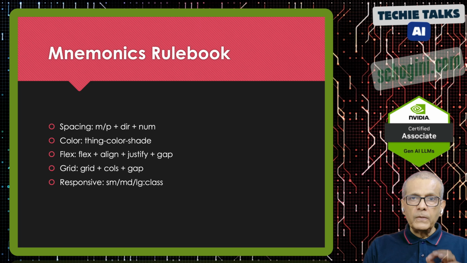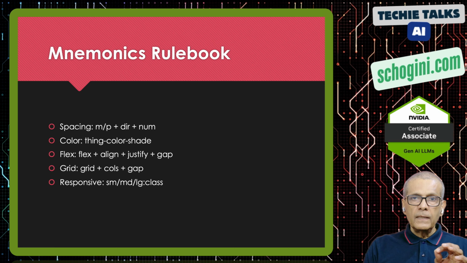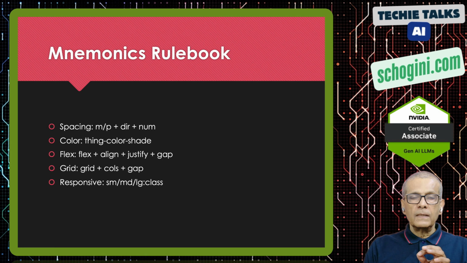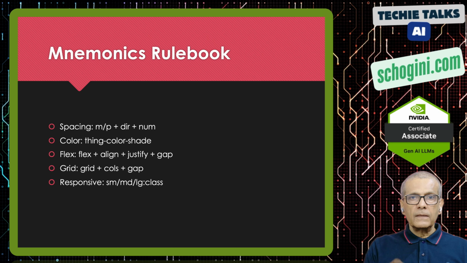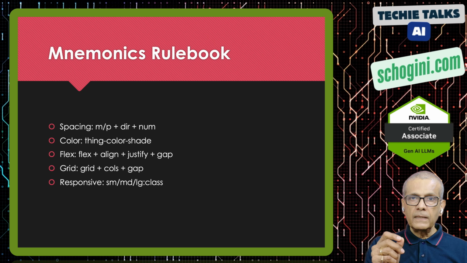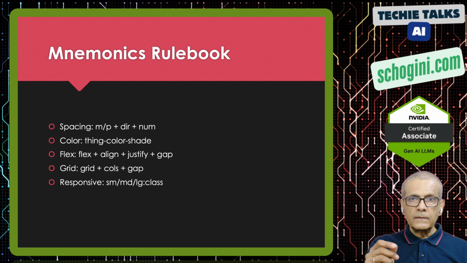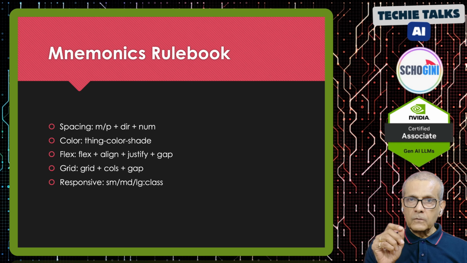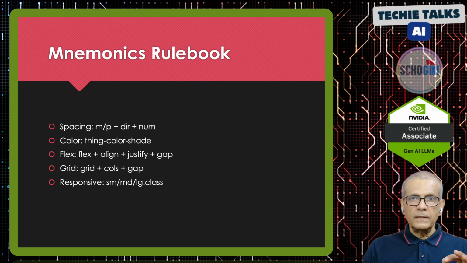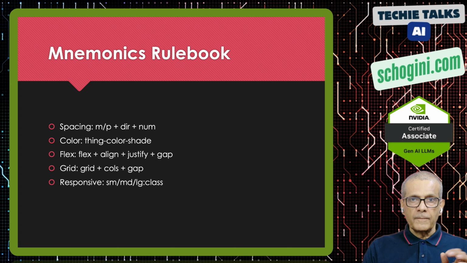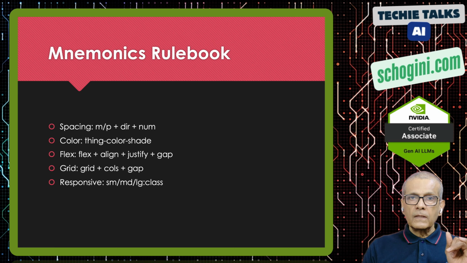These are the formulas that help you remember Tailwind instantly. Spacing equals M or P, plus direction and number. Spacing: M or P for margin or padding, direction up, down, left, right, etc. We'll see, and the quantity, the number. So will you remember this? M hyphen means margin. P hyphen means padding. Next is color.